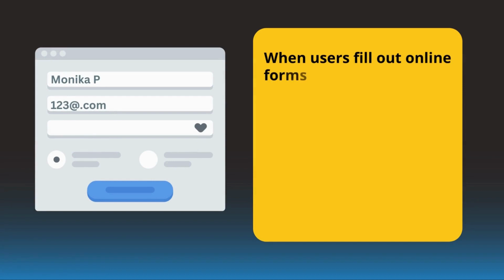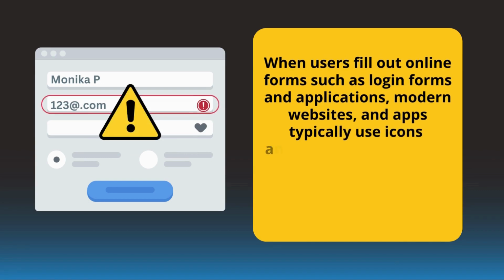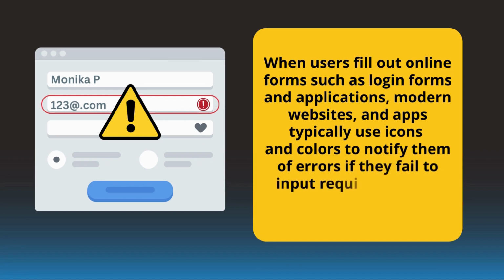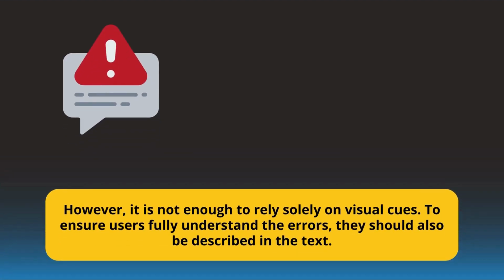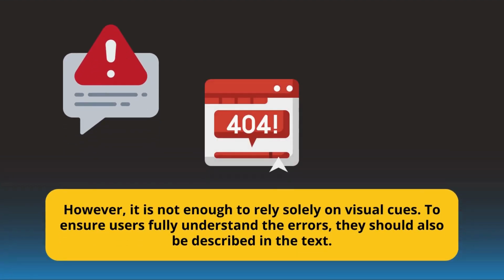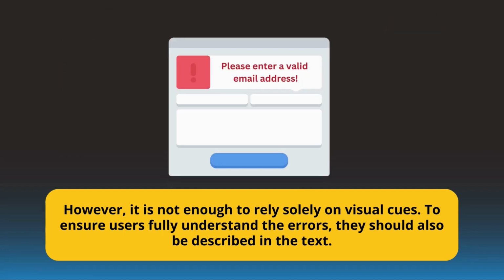When users fill out online forms such as login forms in applications, modern websites and apps typically use icons and colors to notify them of errors if they fail to input required data or omit information in the required format. However, it is not enough to rely solely on visual cues. To ensure users fully understand the errors, they should also be described in the text.